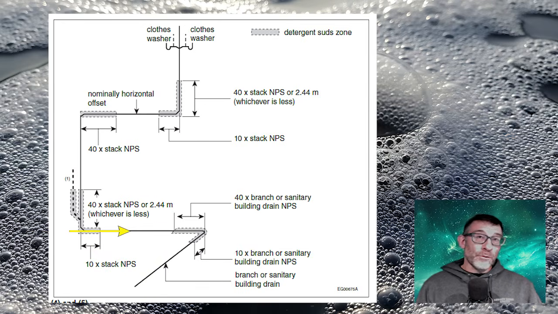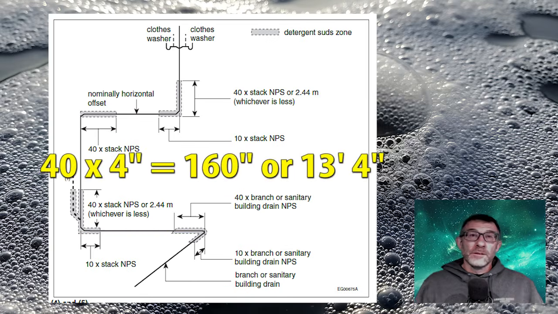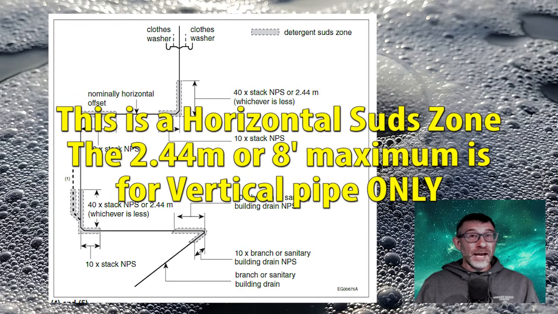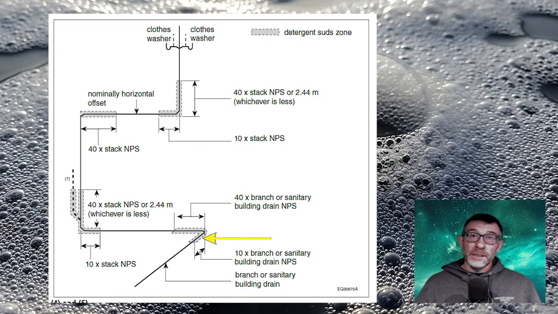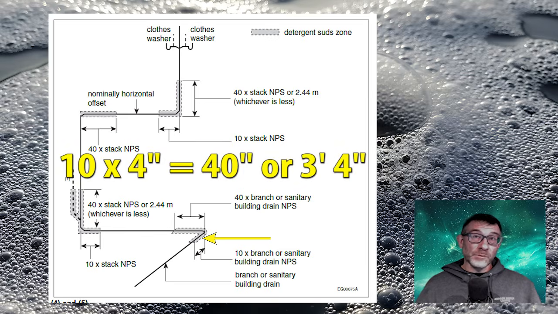And while we're at it, let's head right down the pipe, and we're going from horizontal to horizontal. Therefore, I'm going to need to do the calculation 40 times my nominal pipe size, and because it's on horizontal, I have to do that full amount. I do not get that exemption for vertical pipe. Therefore, it will be 13 foot 4 inches between the bend and any branches that go in there. I turn around the corner, and once again, it's on the discharge side, so that is 10 times my nominal pipe size, which was 3 foot 4 inches.